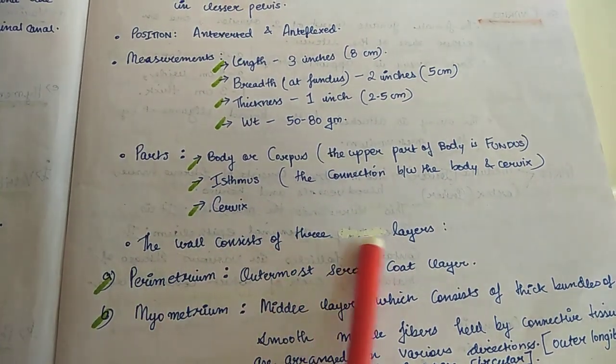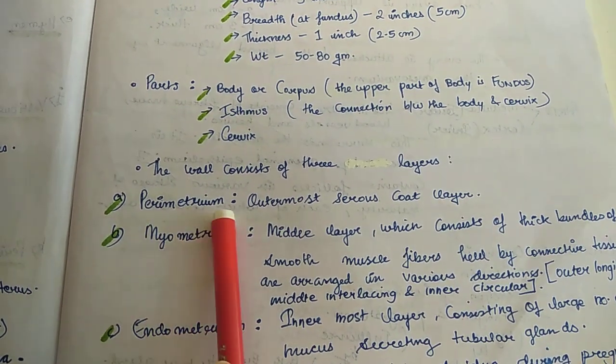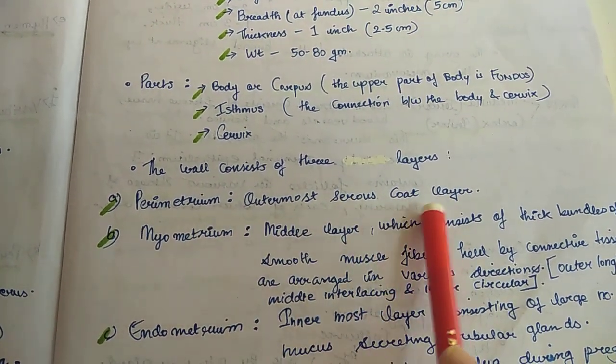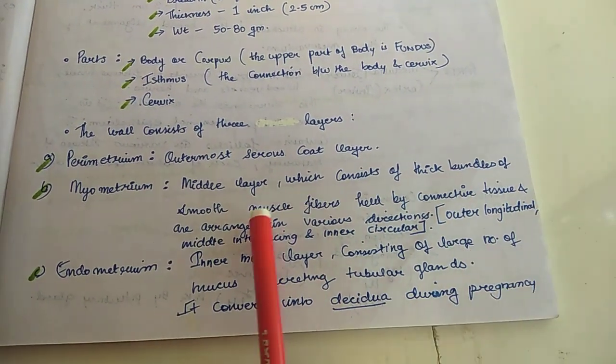So the walls consist of 3 layers: perimetrium, myometrium, and endometrium. Perimetrium is the outermost serous coat layer. Myometrium is the middle layer, which consists of thick bundles of smooth muscles.